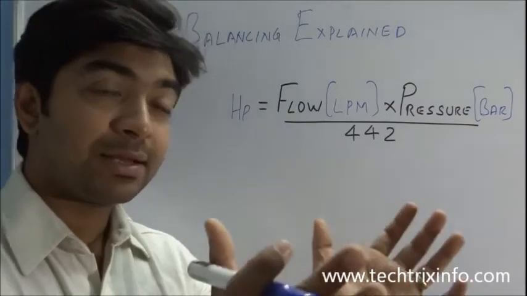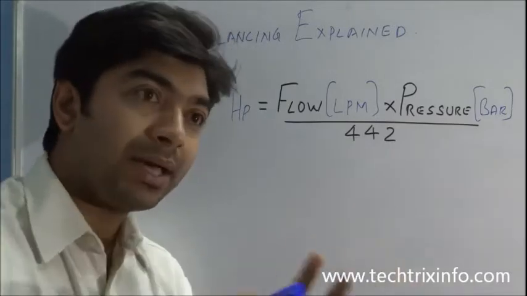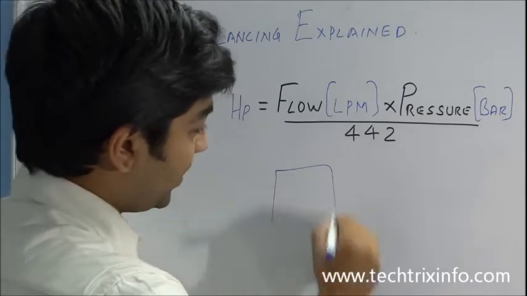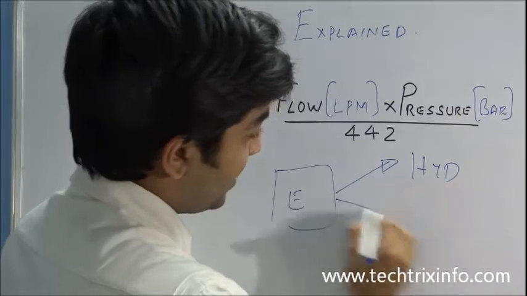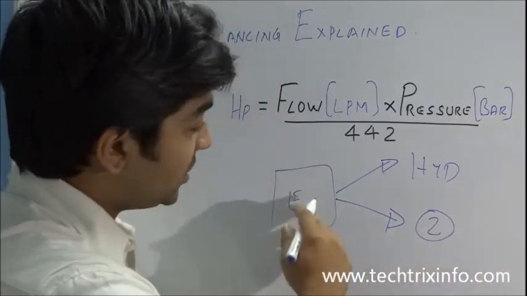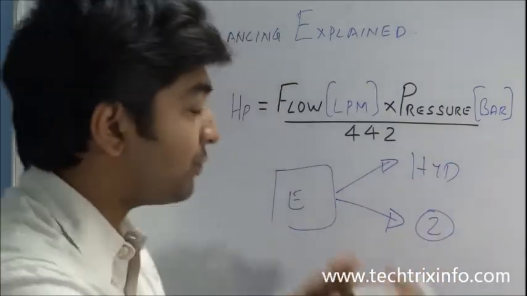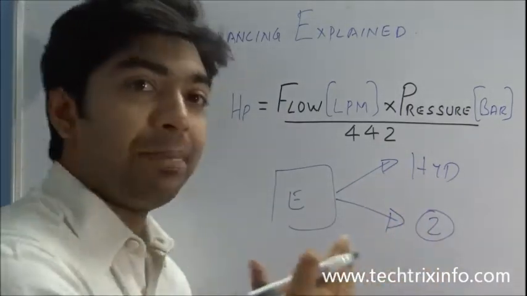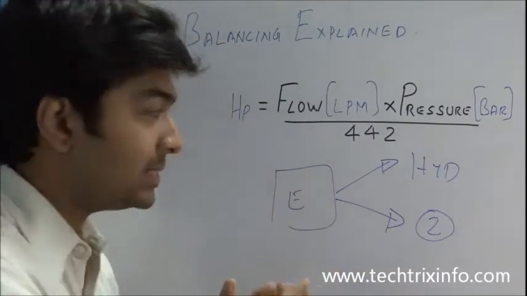That system also requires power, and both these systems will be supplied power by a single engine or a single prime mover. So if we have an engine over here, this engine needs to supply power for the hydraulic system and also any other system which is in the unit. So this engine needs to produce that much energy for both the systems to run. For that we need to calculate the power requirement for both the systems and balance them out. That's called HP balancing or horsepower balancing in an engine.